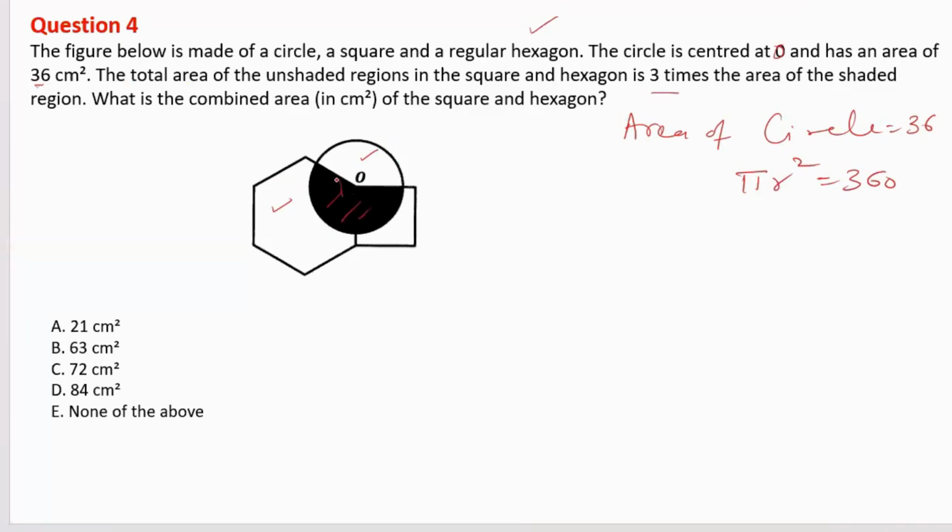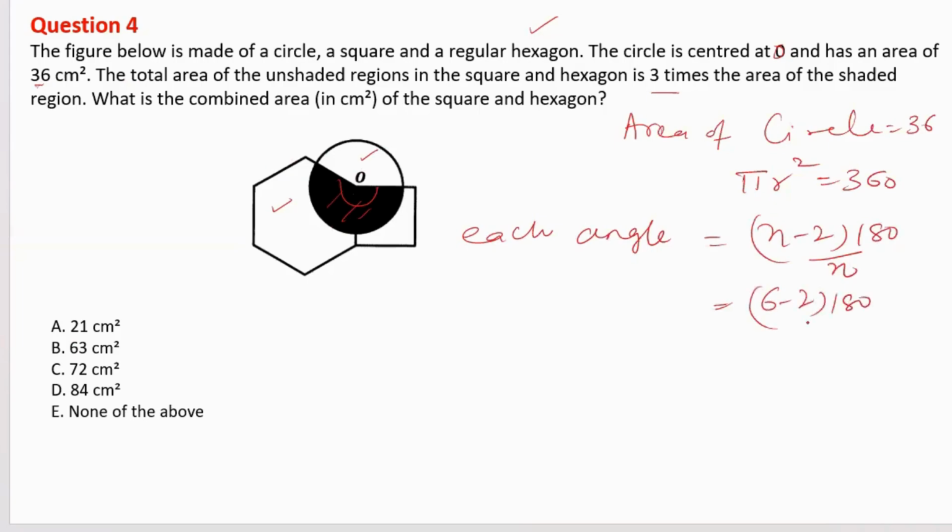If you see that, that becomes a sector. I have to find its sector, the area of this sector, and the unshaded will be 3 times of that. So let's count that. First I will find what is this area. What is each angle of a hexagon? The method is n minus 2 into 180 by n, where n is the number of sides. So 6 minus 2 into 180 by 6. When I solve, I'm getting 120 degrees.